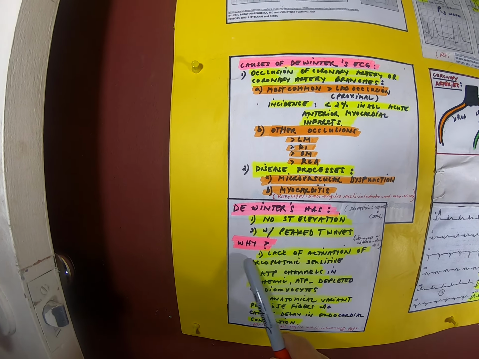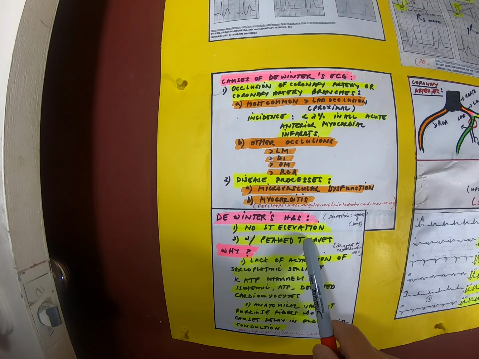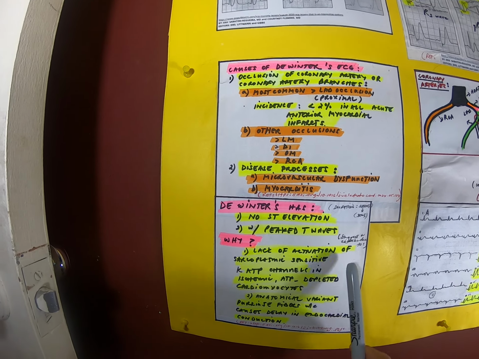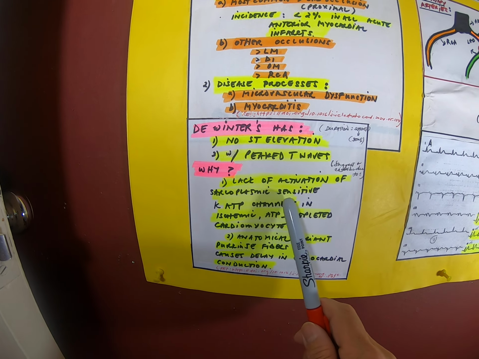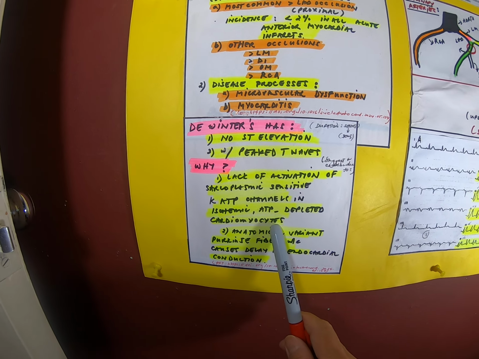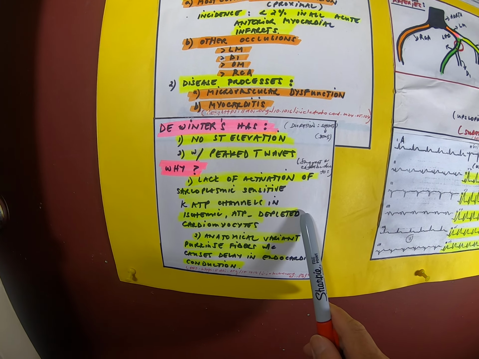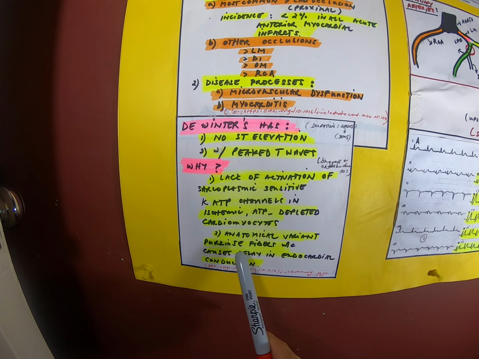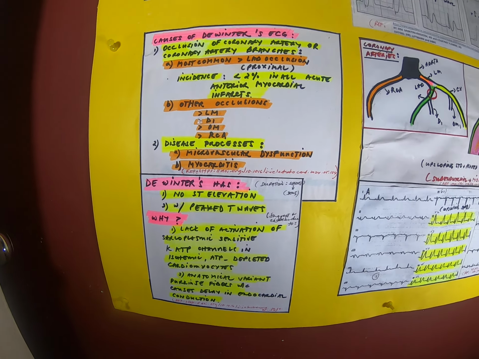Okay, so why? They said there are some hypotheses that talk about what's going on with the WINTER'S, what causes the WINTER'S ECG like this. Okay, this is what they say. This is the reference. Here, there's a lack of activation of the sarcoplasmic sensitive potassium adenosine triphosphate channels in ischemic ATP-depleted cardiomyocytes. Of course, if you have a blockage of flow, then there will be deficient blood supply, and that blood supply has oxygen. So what's happened here, we're going to go anaerobic metabolism. Next, there's an anatomical variant of Purkinje fibers which causes delay in endocardial conduction. That is our reference.